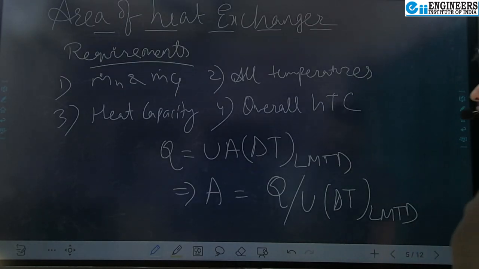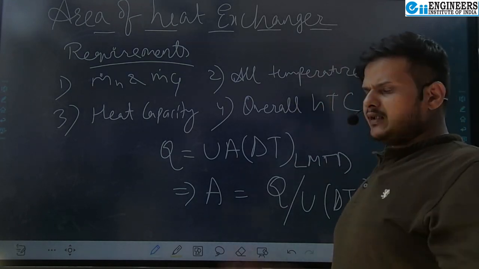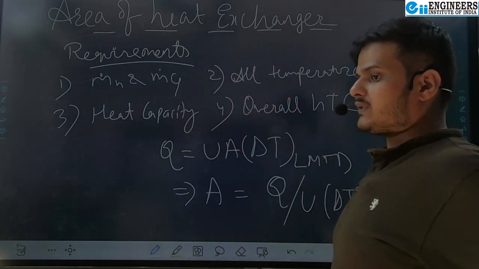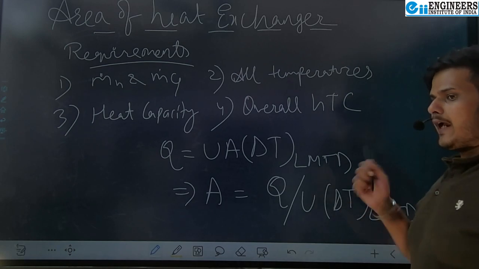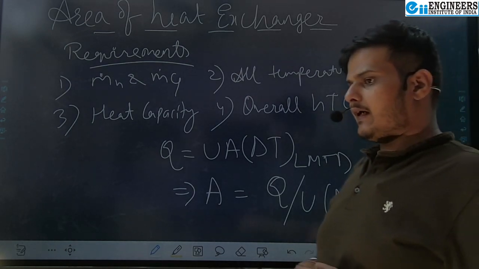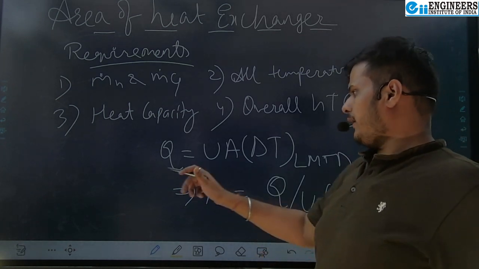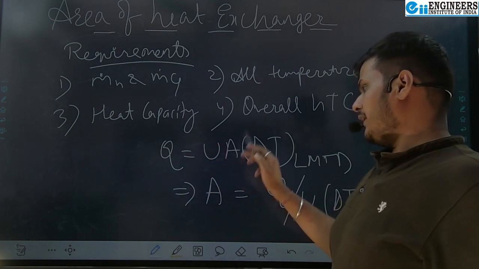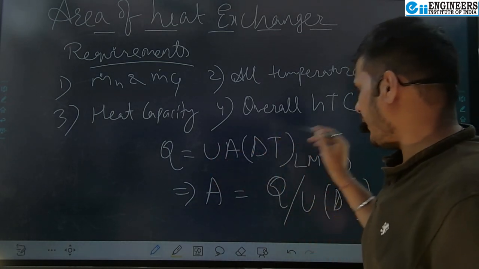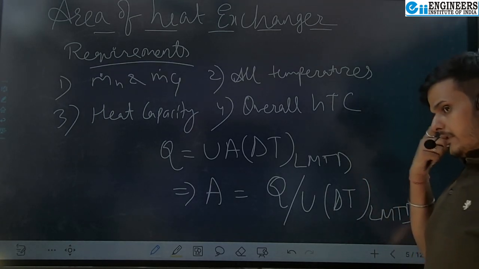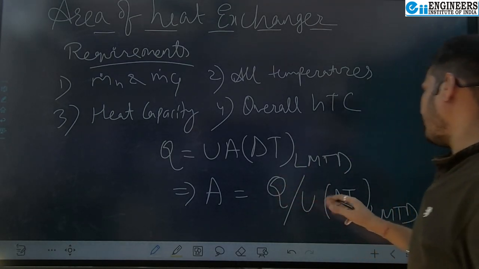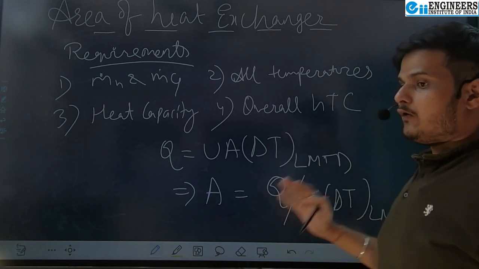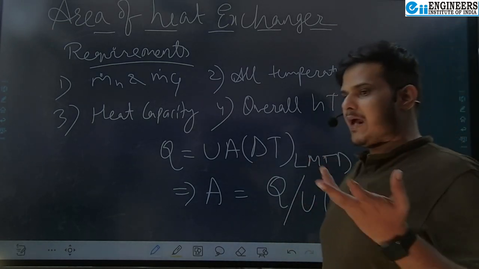So now let us determine the area of a heat exchanger by utilizing the fundamentals that we have studied till now. For analyzing the heat exchanger area, we know from the heat transfer equation that the heat transfer rate is equal to UA delta T LMTD. This means that A is equal to Q divided by U delta T LMTD. How can we determine the Q? The Q can be determined from the energy balance equation.